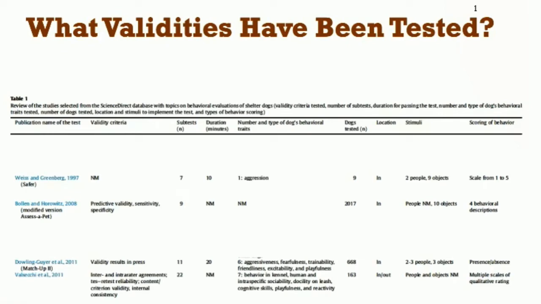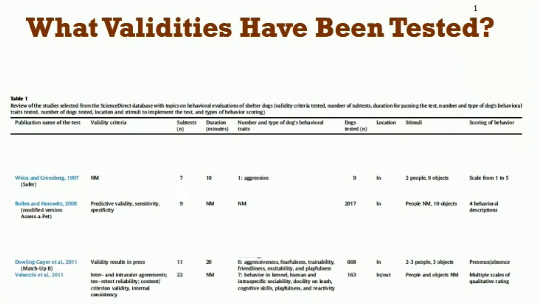So here's a table. This is a publication from Haverbeek, I think, back in 2014. I've included here some of the assessments that they put in a table in their publication, which took a look at various studies that had behavioral evaluations in them. They looked at things like how many subtests they had. So we can see SAFER, Assess-A-Pet, Match-Up 2. Those are the first three. And you can see how many subtests there were, the duration, the types of traits they were evaluating, the number of dogs tested in the publication, and some of the scoring.